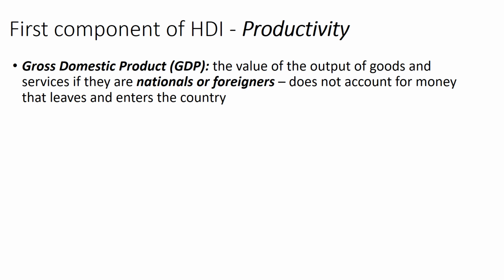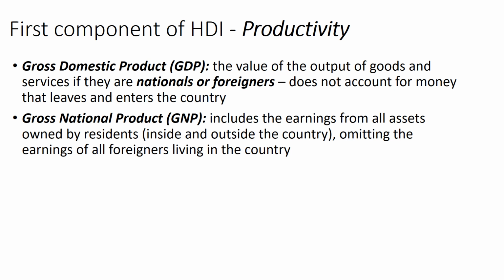This says, by definition, the value of the outputs of goods and services, if they are nationals or foreigners, does not account for the money that leaves and enters the country. Essentially, all the money that is made inside of the country is gross domestic product. And it doesn't matter if it's made by companies owned by citizens of that country, or if it's by companies from foreign countries in that country. If it's made in that country, the money is made in that country, it counts as gross domestic product, or GDP.